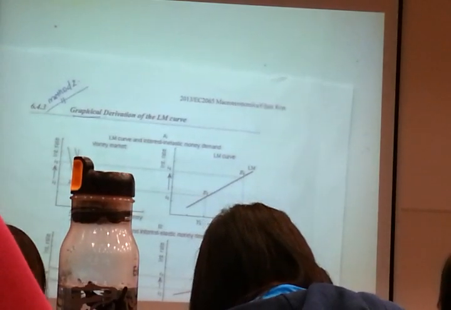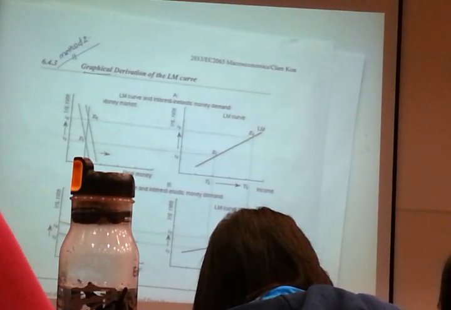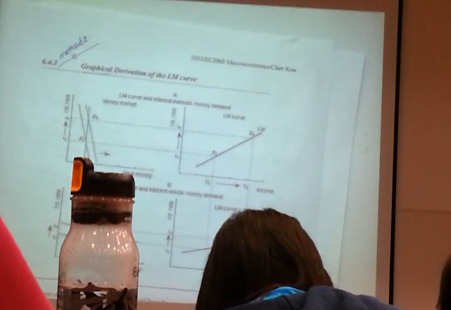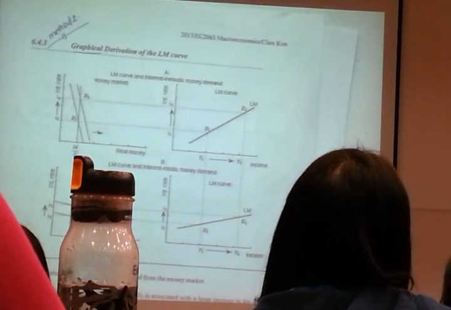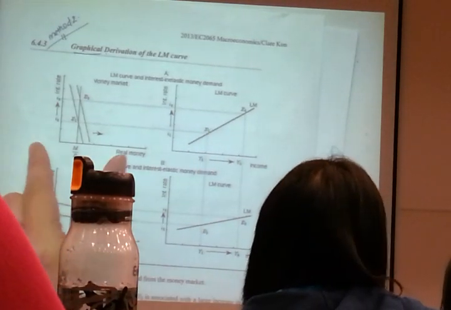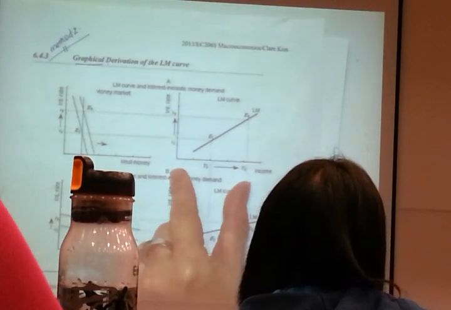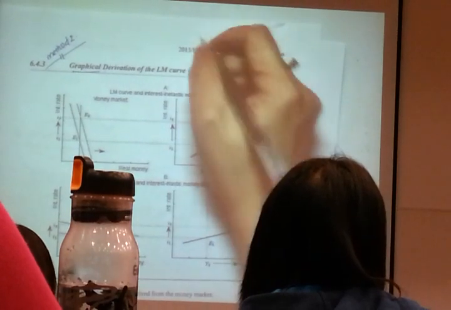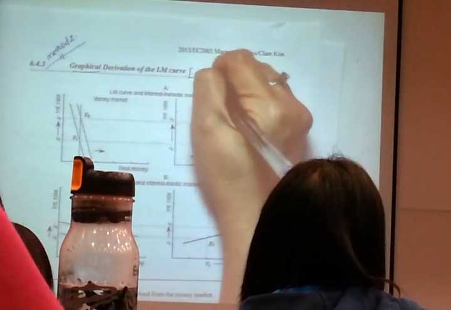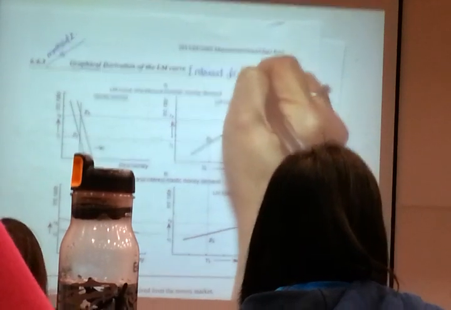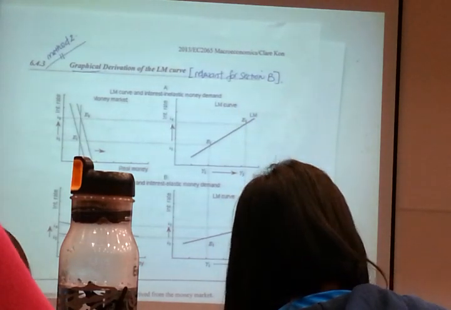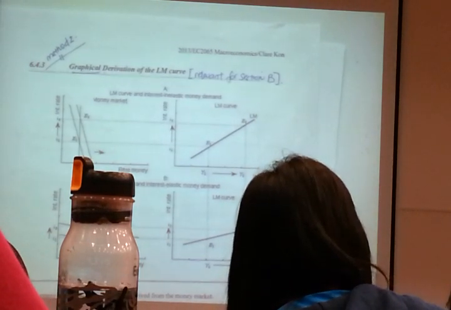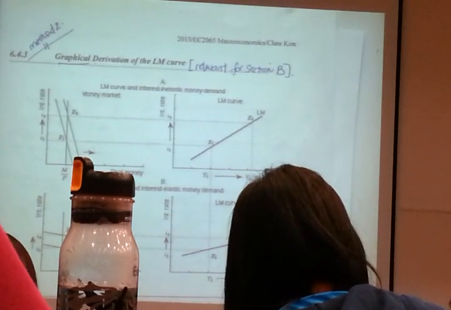Alright, okay? So the mathematical method was merely to derive the function, tell us the slope is h1, h2, and explain h2. But the graphical method is to draw. If you don't know how the LM looks like, you draw from the money market to get the LM curve. This method is actually more relevant for section B. I don't really prefer to use this method for section A because it's quite tedious. You have to draw and you have to explain.